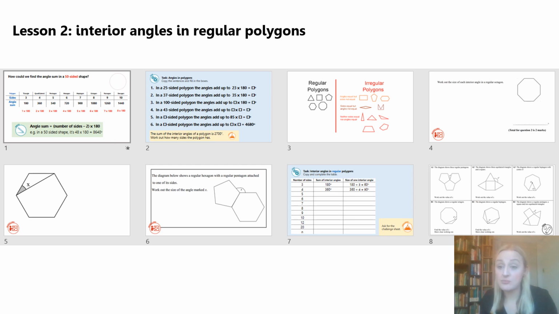Then we said, right, what's a regular polygon? And then we said, right, now we know the angle sums, we can work out angles in regular polygons by dividing by the number of sides. And we did some problem solving with that. I'll just show you my second slide there in a bit more detail.